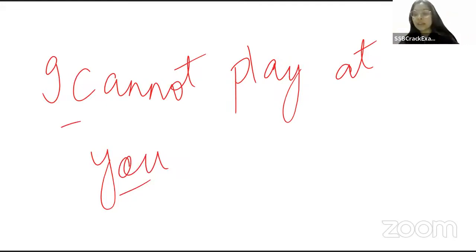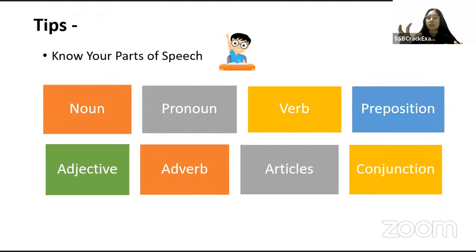Right. So if I get any sentence, this is a very basic example, what I should be focusing on is each and every part of speech that exists in English. So we can have a look at this particular list. We need to know all the parts of speech if we want to ace it. Be it noun, pronoun, verb, preposition, adjective, adverb, article, conjunction. I need to be well versed with all of it. Then only can I ace this part. This is what I need to know.